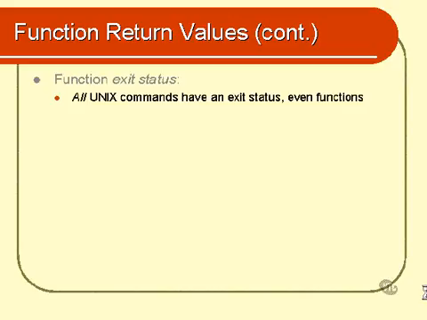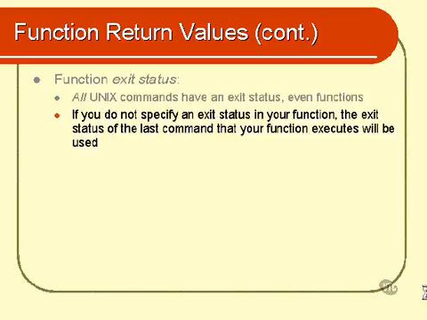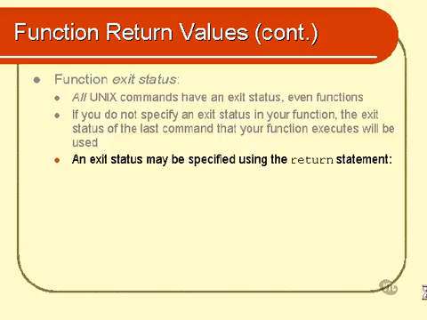It works like this. If you do not specify an exit status for your function, then the exit status of the last command that your function executes will be used. So if the very last thing that your function does, for example, is an ls, then the exit status of the ls program will be the exit status of your function. Now, if you actually want to specify an exit status, you can. You must use the return statement in the following way.